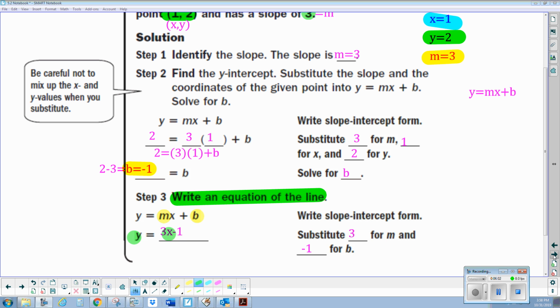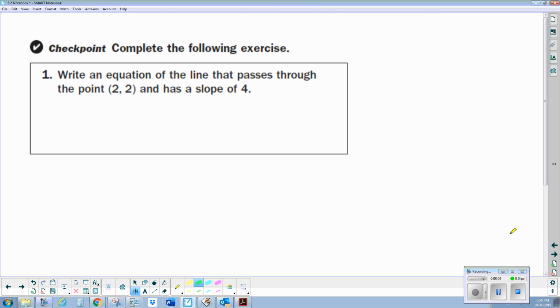Okay, I want you to pause the video, and while the video is paused, with a partner or on your own, I want you to work on this checkpoint. Pause the video as long as it takes to complete the exercise, and you can unpause for the solution.